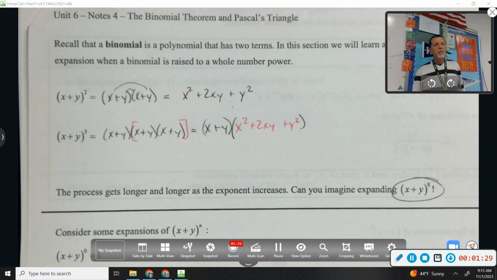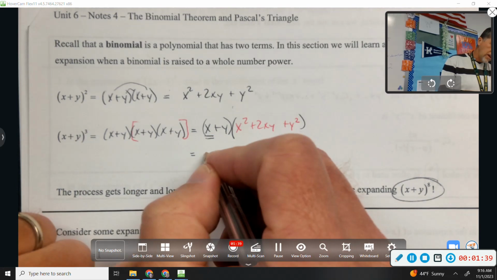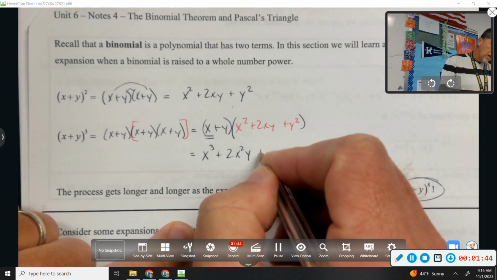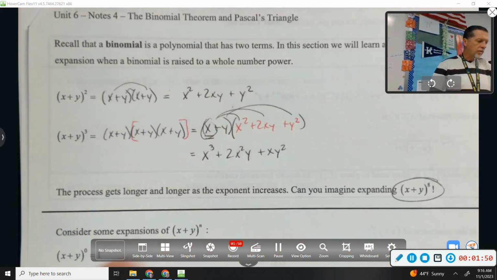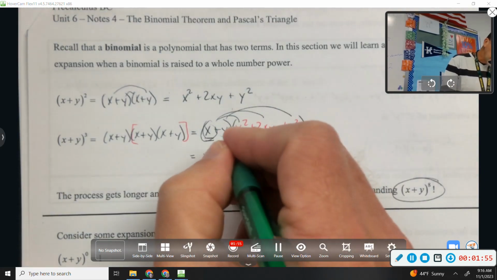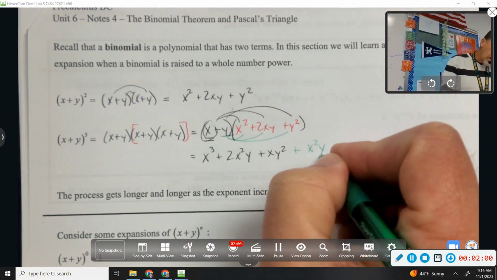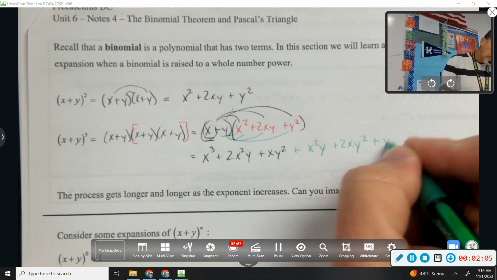Okay, so this just gets annoying, right? Distribute the x to everybody, distribute the y to everybody, collect all the like terms, and see what we get. So first the x is going to go to everybody. So x cubed plus 2x squared y plus xy squared. That's sending the x to everybody. If I send the y to everybody, I get plus x squared y plus 2xy squared plus y cubed.